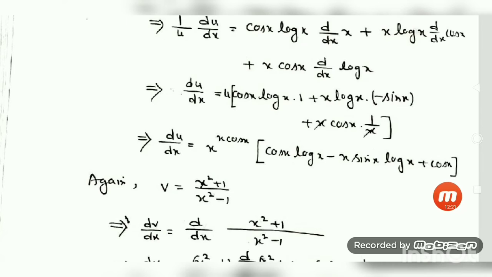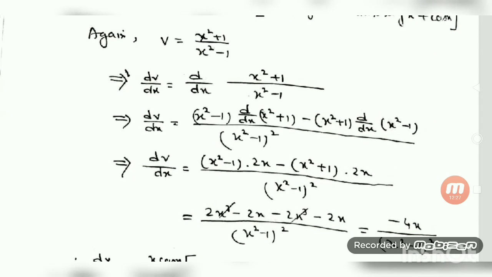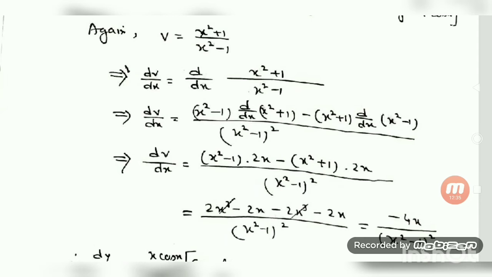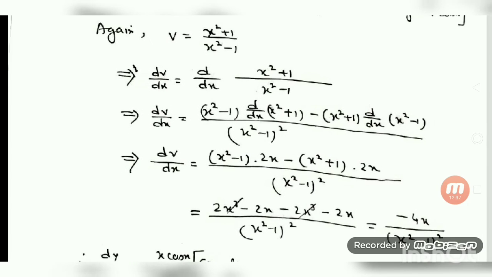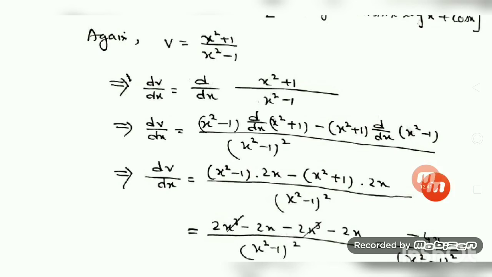Now we proceed to v. v is x square plus 1 by x square minus 1. Here you can take log, and after that simplification and logarithmic differentiation can be done. But I have applied here the quotient rule, u by v rule, which will give you the derivative directly. As the function is not very complicated, that's why I have done it directly. So your v is x square plus 1 by x square minus 1. So taking the derivative on both sides, we get it.